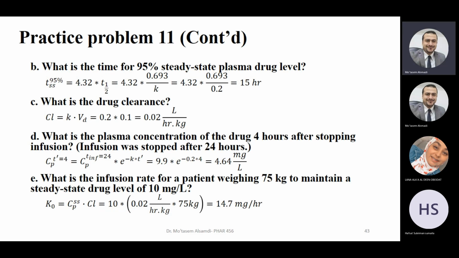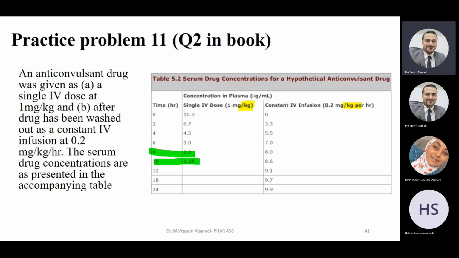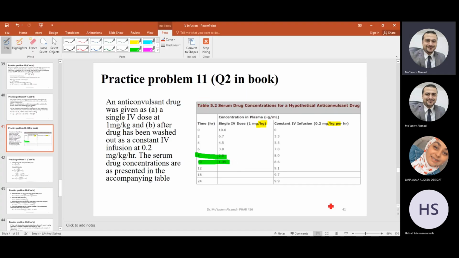Or we can go to part 4 or D. What's the plasma concentration of the drug 4 hours after stopping the IV infusion? Now the question is only about the IV infusion itself. We have given an IV infusion alone.